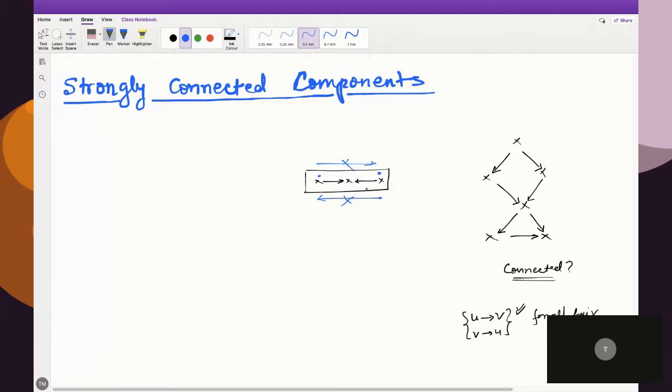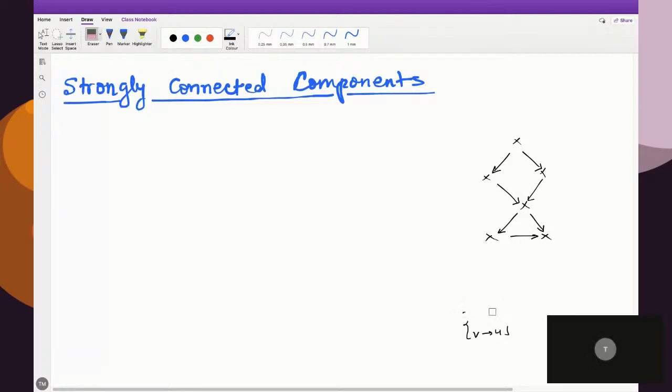Or some people may call this a connected component. So how then are connected components defined in a directed graph? Let us come back to the original question.